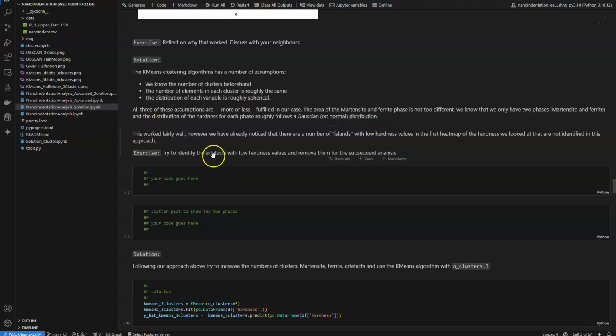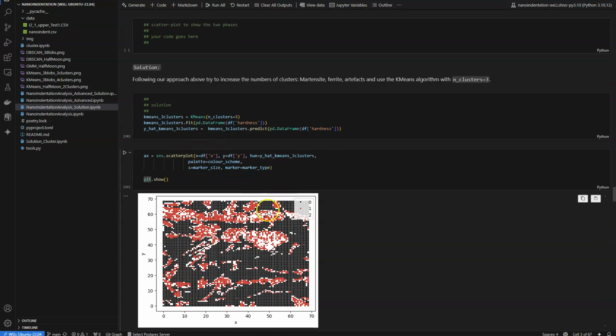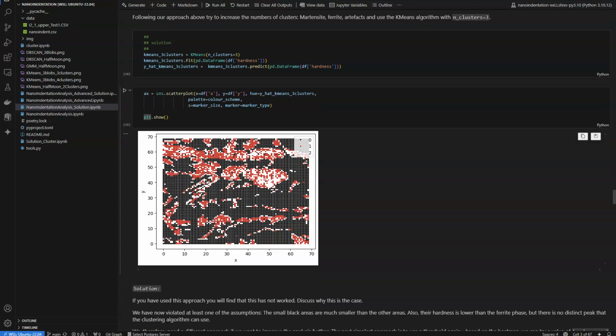So what we could do is to say, well, we could have 3 clusters, for example. One for martensite, one for ferrite, and one for artifacts. And then we have 3 clusters. If we do that, we find that it doesn't work quite so well, because we still have sort of the structure, but cluster 1 is now everything in black. Cluster 0, the red one, is sort of half of one phase, and cluster 2, the white bit, is sort of intermixed between the two of them. Whereas what we wanted to have were these bands from one phase, and then the artifacts, and then the softer ferrite phase in between. But this is not what has happened.